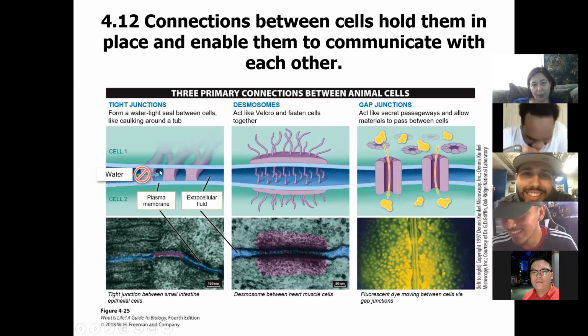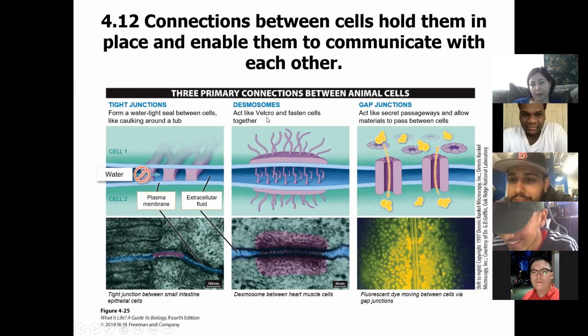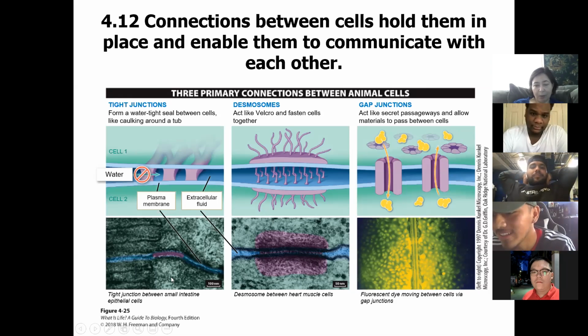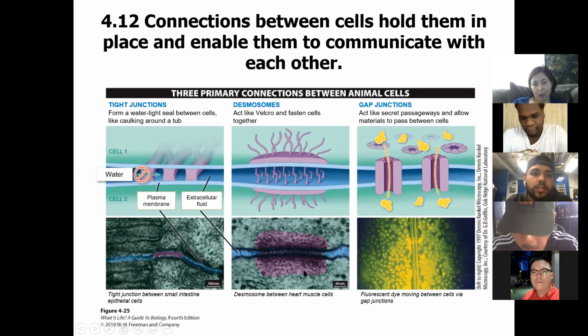Okay, so these are tight junctions. Cells could be connected by something like Velcro, right? That's called desmosomes. Don't worry about these names. Cells could be connected through tiny channels that run between cell membranes. That's called gap junctions, okay? So it basically shows that, again, cells can control how the membranes connect to each other.